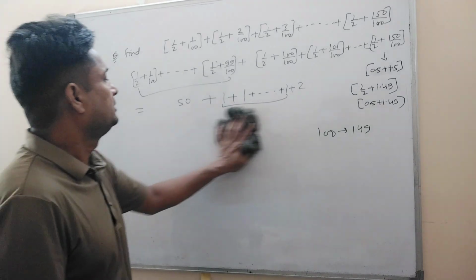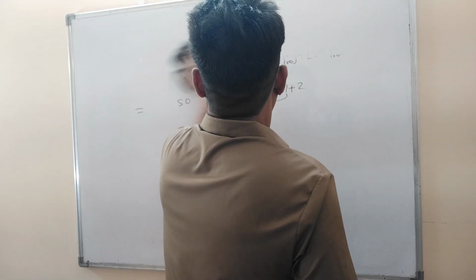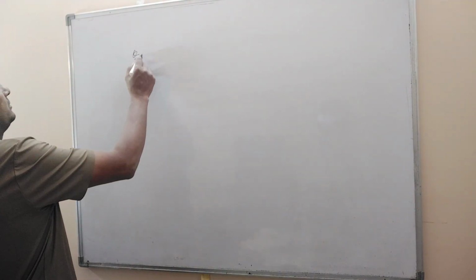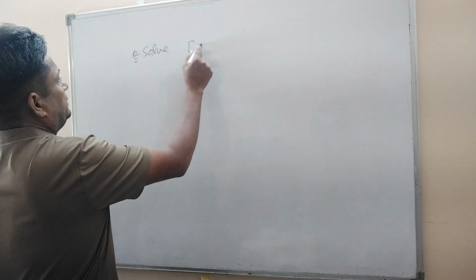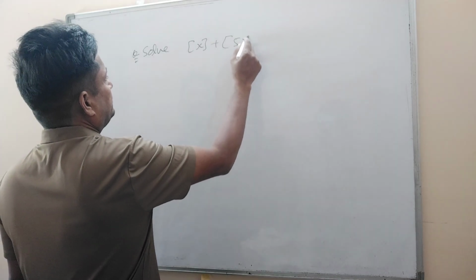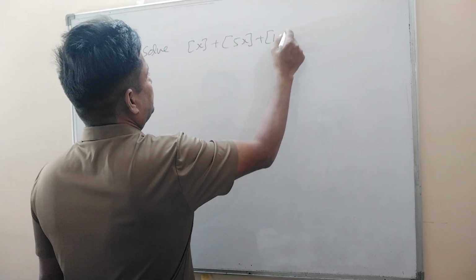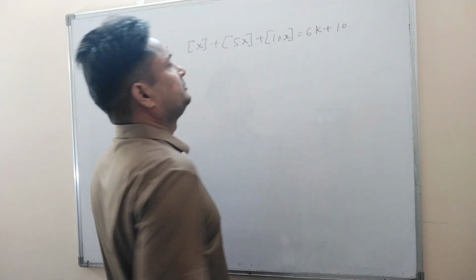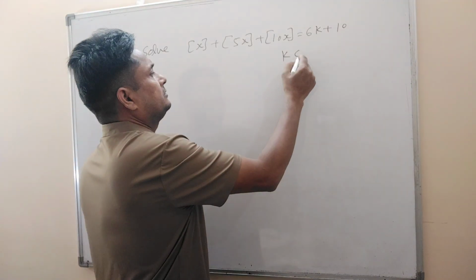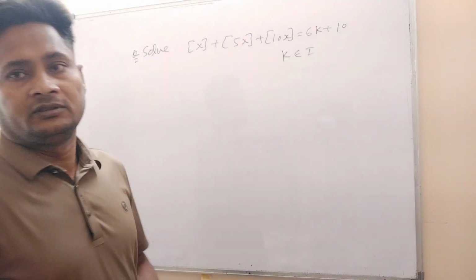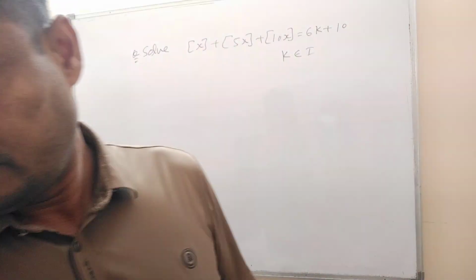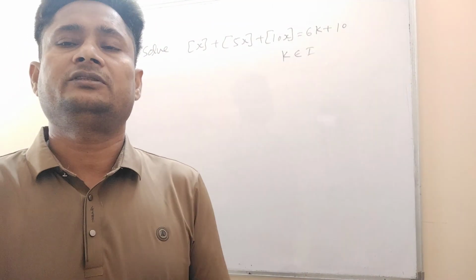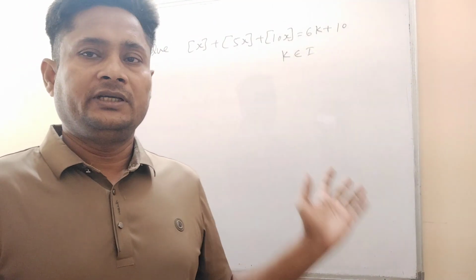Now solve. In the same way, solve this question. Solve greatest integer of x plus greatest integer of 5x plus greatest integer of 10x is equal to 6k plus 10. K is an integer. K belongs to any integer. Any method you can apply. I have discussed 3 methods to solve this type of equations. You can apply any of the methods here.